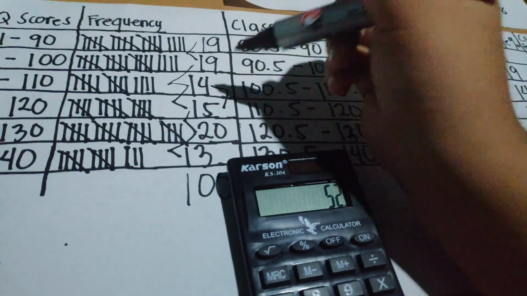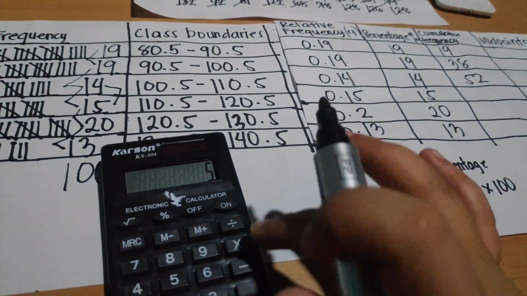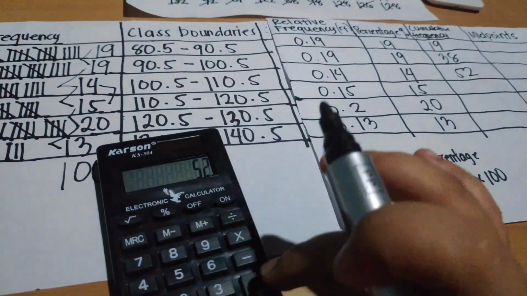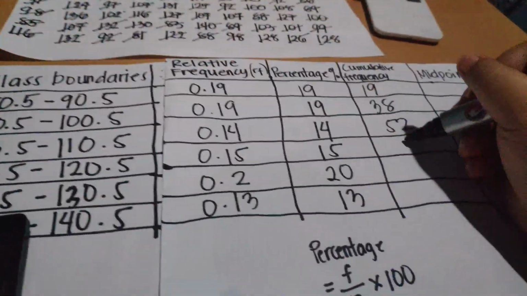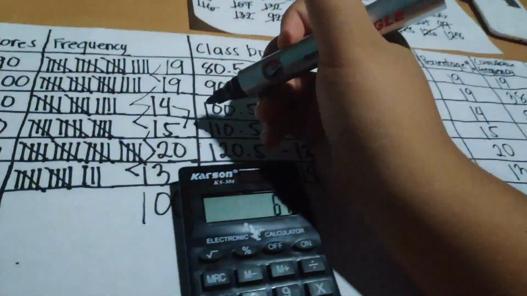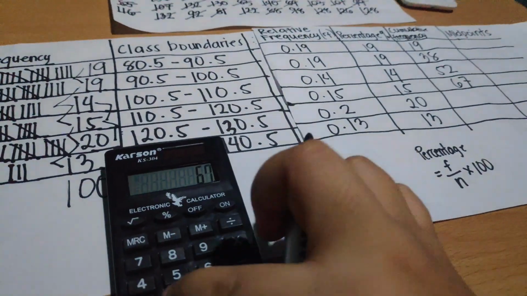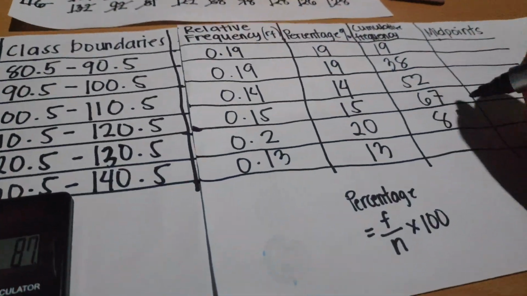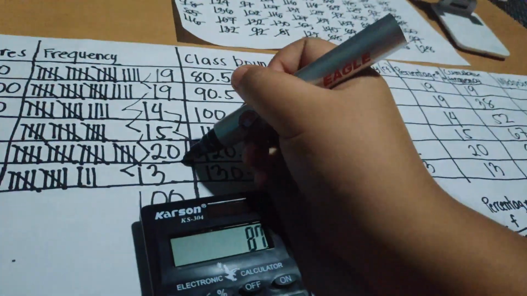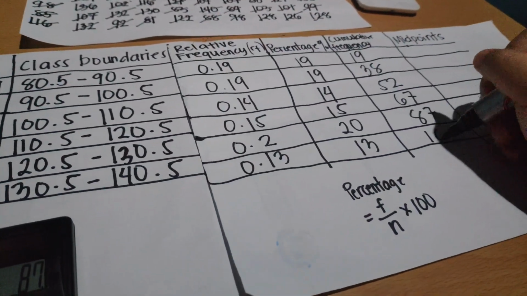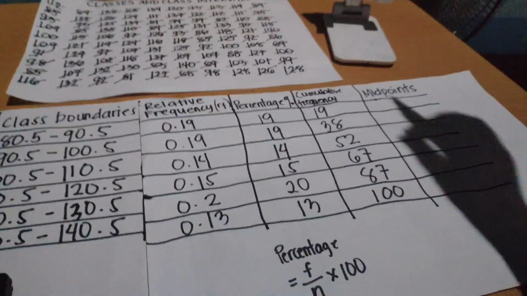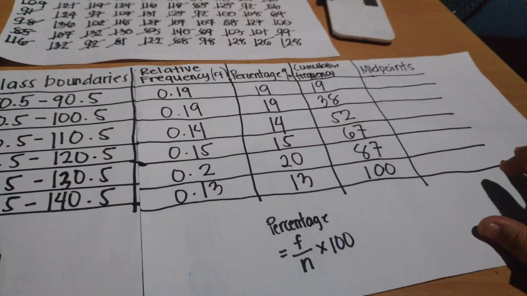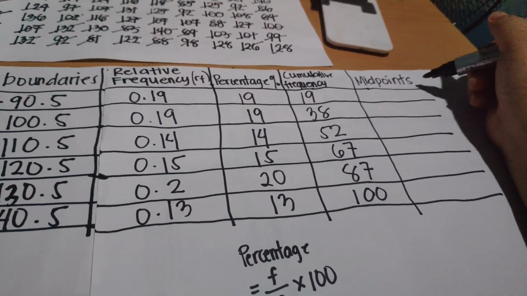Plus 15. So 52 plus 15 is 67. Then 67 plus 20 is 87. And lastly, 87 plus 13 equals 100. Ganyan lang kadali pagkuha ng cumulative frequency. And next step, the last, is the midpoint.